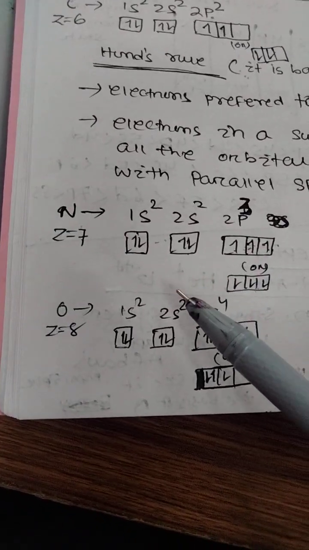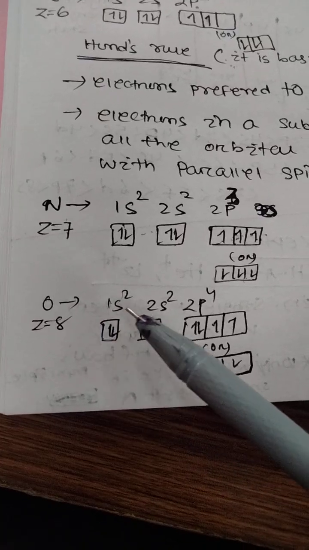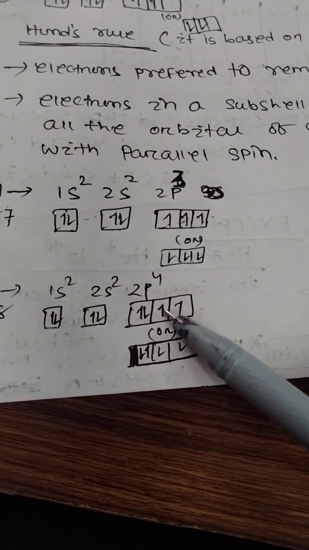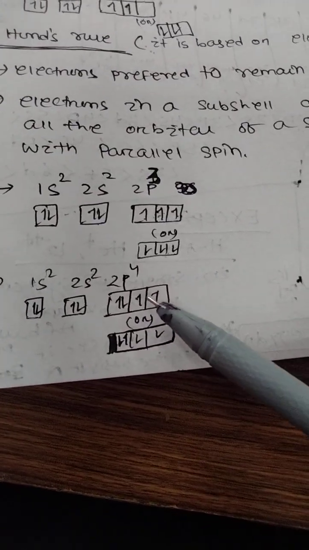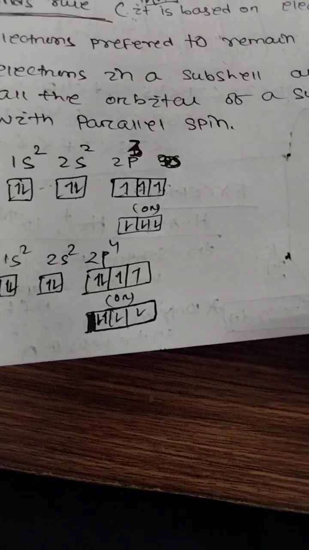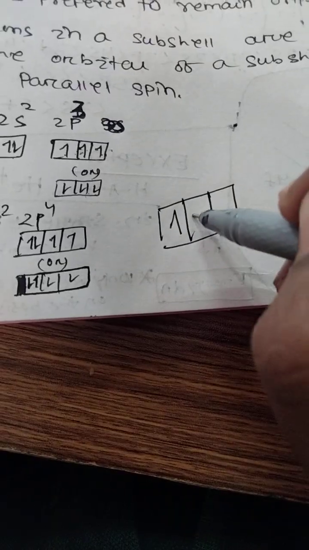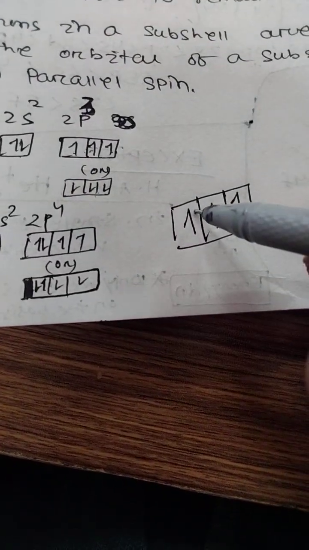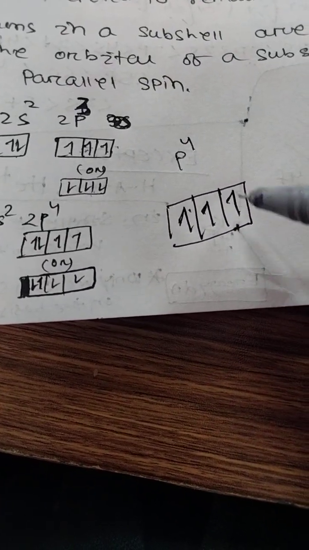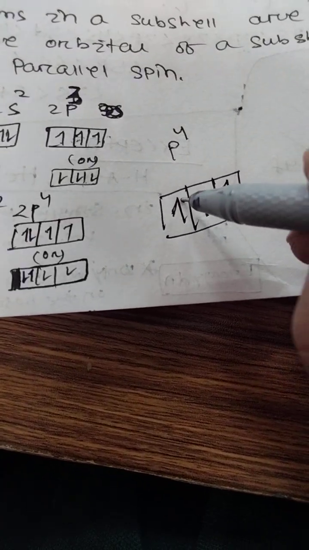But in the case of Z equal to 8, for oxygen, there is 1s2, 2s2 and 2p4, and there are four electrons, but there are three orbitals: px, py, pz. So electrons first fill half with parallel spins. Then, because it is p4, 1, 2, 3, the next electron again pairs up after the half parallel spins are filled.